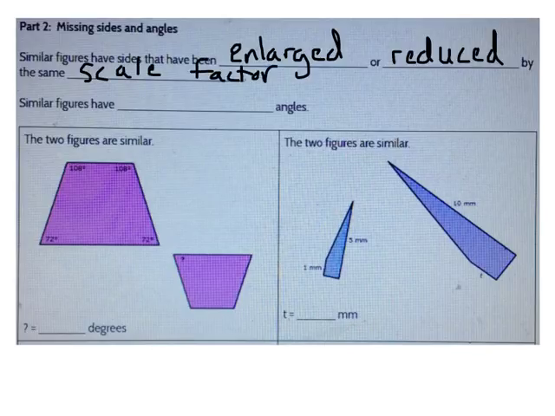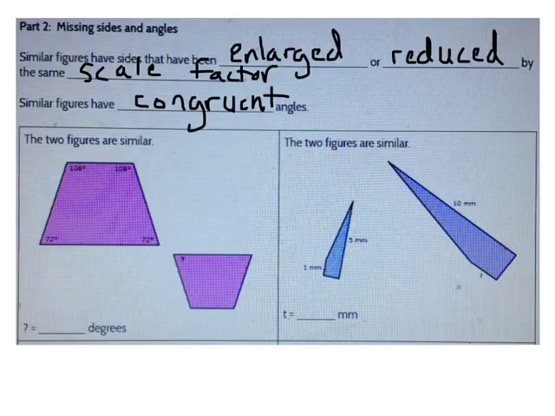And that similar figures have congruent angles. So let's look at some examples. The two figures are similar. What is the value of the question mark? Well, go ahead and try to fill that in now. The question mark corresponds to either one of the acute angles in our figure, so the answer is 72 degrees.